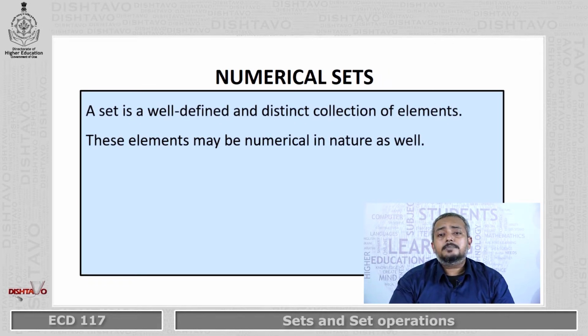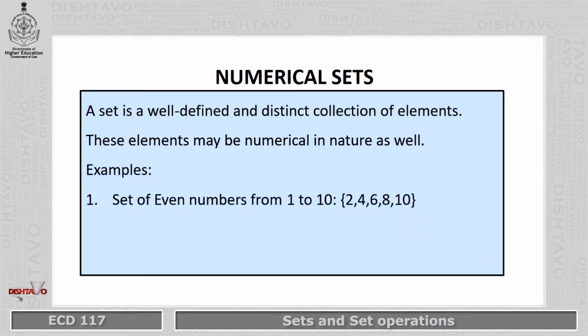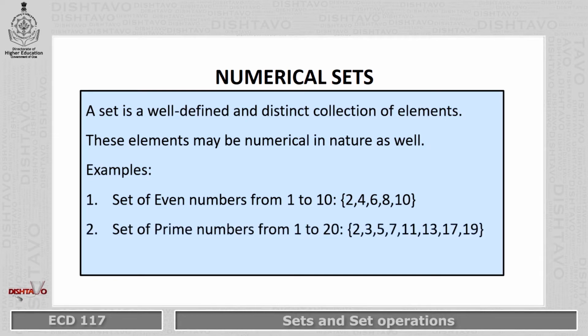Let us look at the next slide. A set is nothing but a well-defined and distinct collection of elements, hence these elements may very well be numerical in nature. So, let us look at some numerical sets. The first example: a set of even numbers from 1 to 10 would contain within its braces 2, 4, 6, 8 and 10. The second example is a set of prime numbers from 1 to 20. Again, within the braces we see the elements 2, 3, 5, 7, 11, 13, 17 and 19.